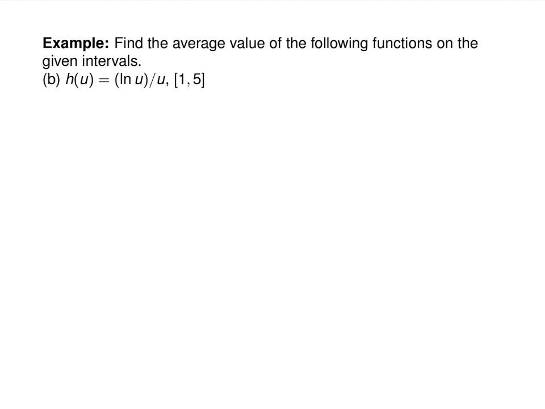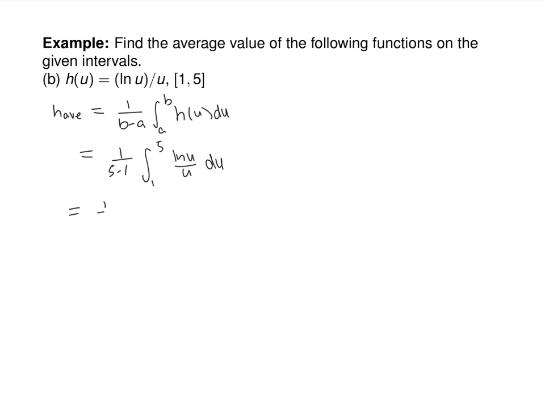All right, let's do one more before we move into some applications. So h of u is ln of u divided by u on 1 to 5. So h av, because our function's h, not f this time, is 1 over b minus a integral a to b h of u du. So that's 1 over 5 minus 1, integral 1 to 5, ln of u over u du. So 1/4 integral 1 to 5 ln of u over u du.